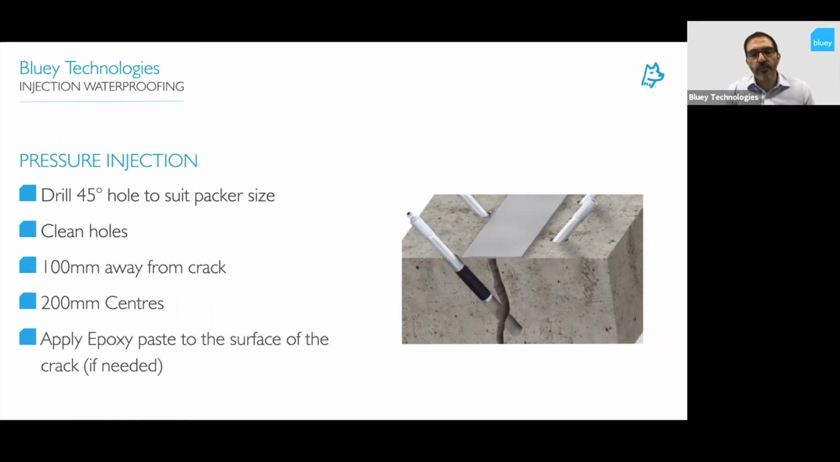For wider cracks, we might epoxy paste the surface. Typically, we like to, at a first point, leave that crack open so that you can actually see the resin coming out and you know that the resin is traveling there. So that'll just depend on the circumstances as to whether we put that epoxy paste on the surface or not.